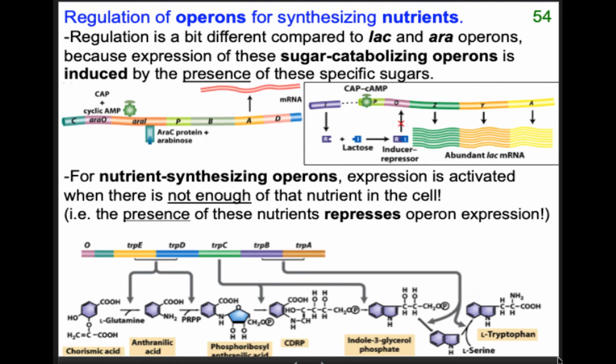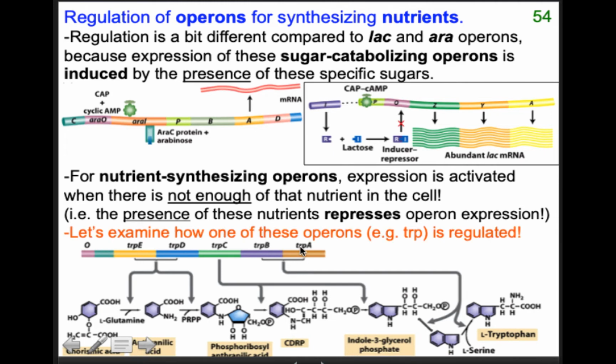All right, so something to keep in mind is that for these ones, you add sugar, it turns it on so you can digest that sugar. Here, you make it when there's not enough tryptophan, and when there's enough tryptophan around, that should negatively feed back and shut this off. Okay, so presence of tryptophan means shut this off, we don't need it anymore. Okay, so let's take a close look at how a tryptophan operon is regulated.